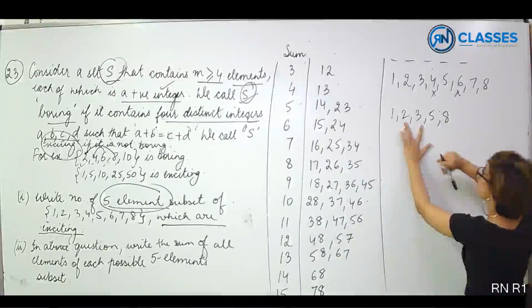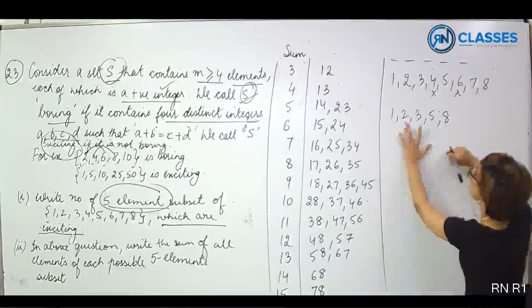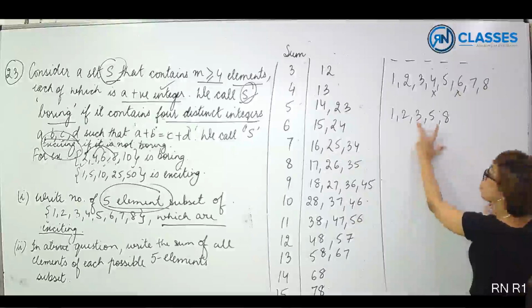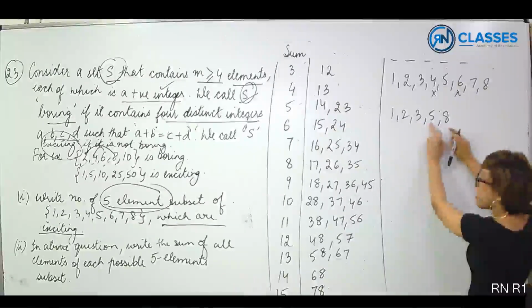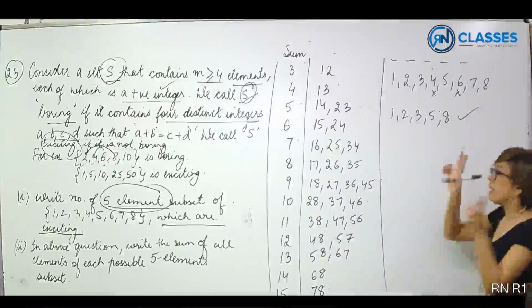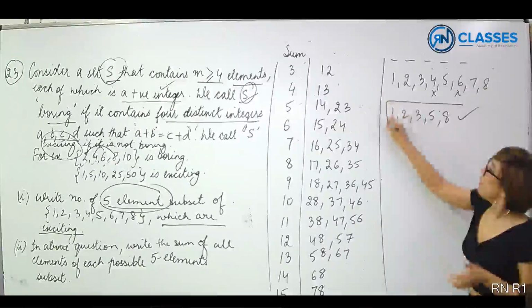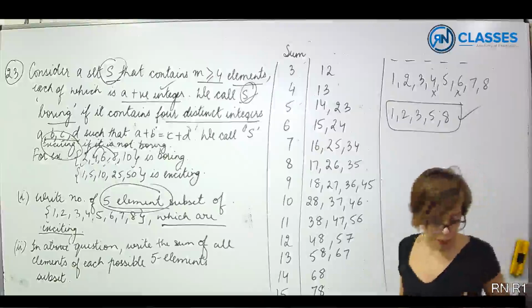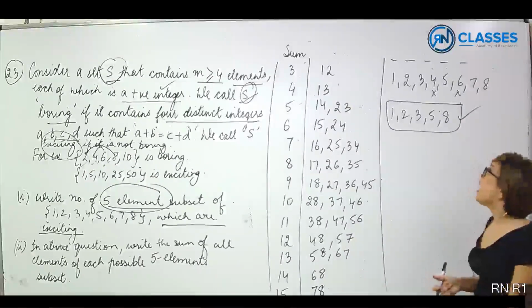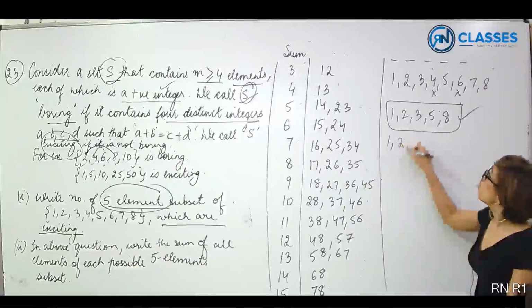2, 3, absolutely fine. 2, 5, absolutely fine. 2, 8, no problem here. Cool. 3, 5, you can check. 3, 8, you can check. 5, 8, you can check. So that means one such exciting subset is this one: 1, 2, 3, 5, 8. Cool.